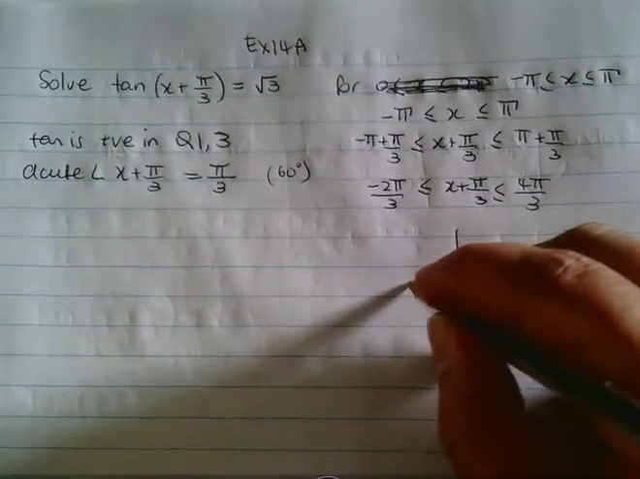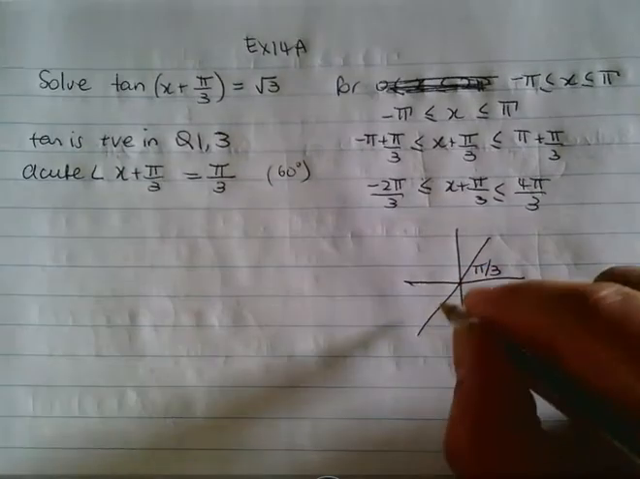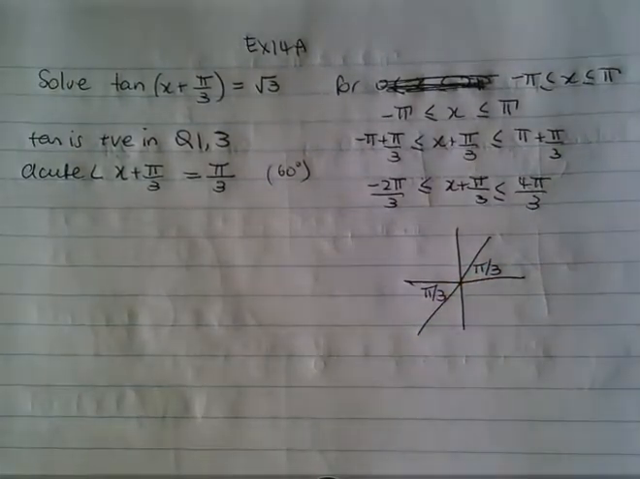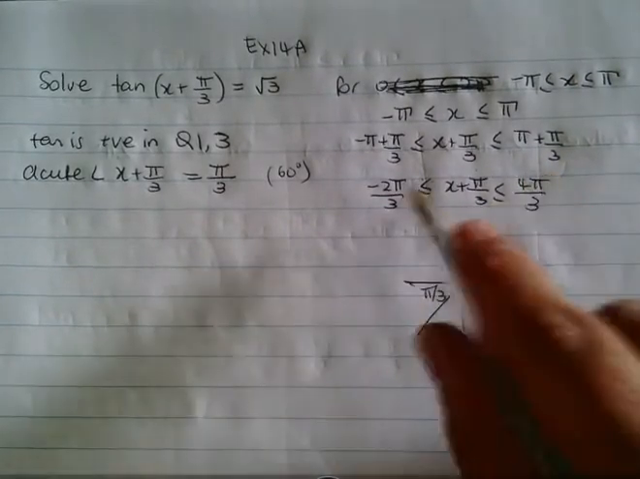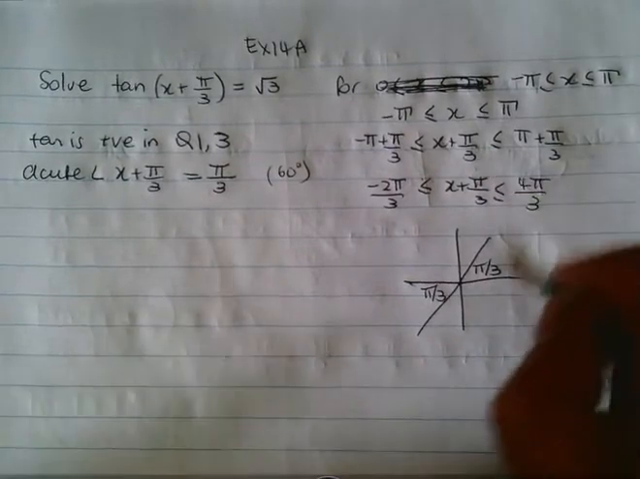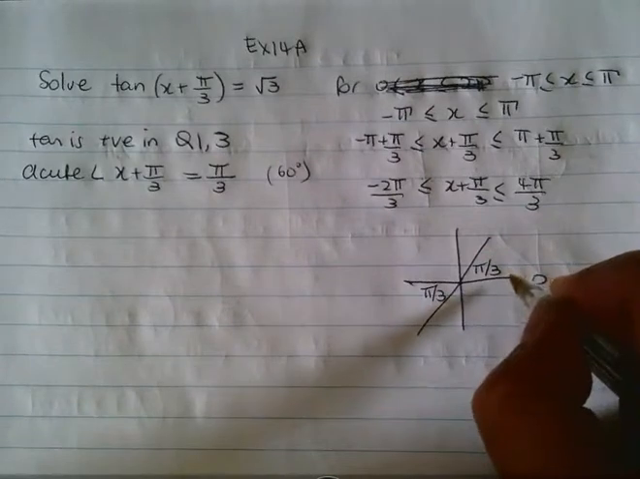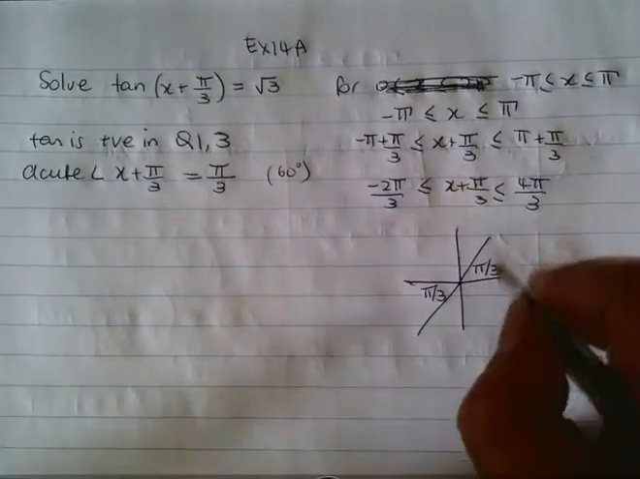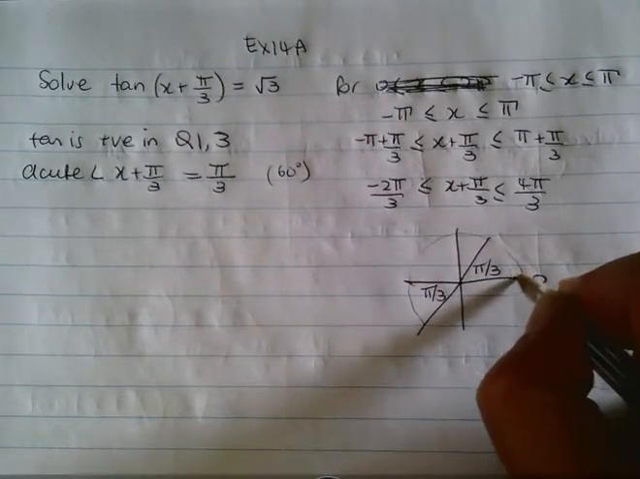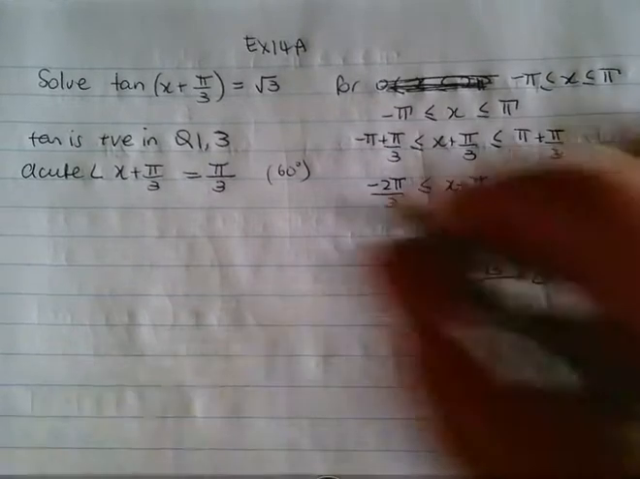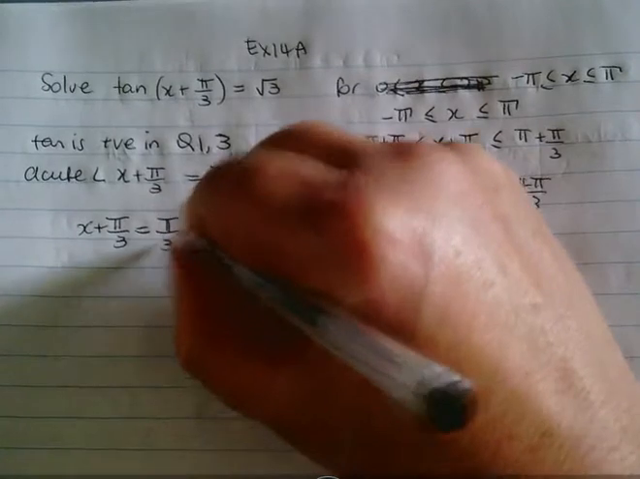So we're going to draw our solutions first. We're in quadrants 1 and 3. And we need to make sure that our solutions are lying between 4 pi on 3 and negative 2 pi on 3. So we have to start from 0 and go all the way round to 4 pi on 3. Now 4 pi on 3 is pi plus pi on 3. So let's have a look. We need to go all the way to there. So our first solution is pi on 3, and that does fit in the range. So x plus pi on 3 equals pi on 3 is my first solution.